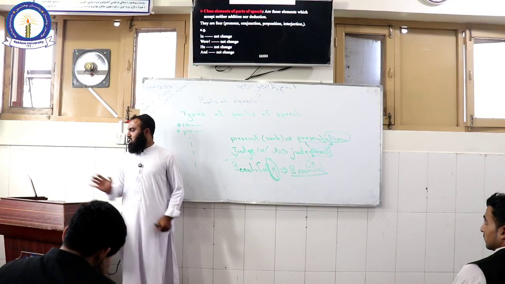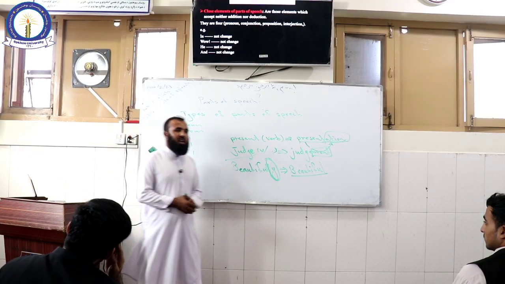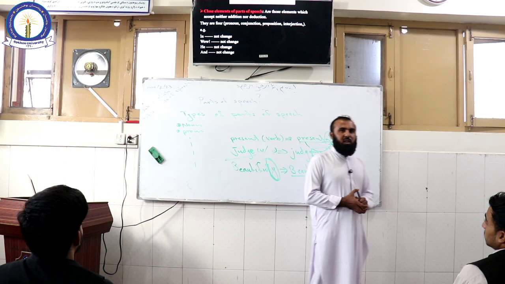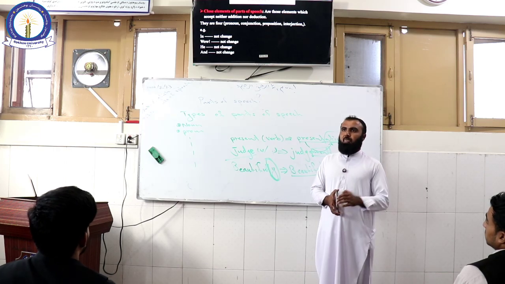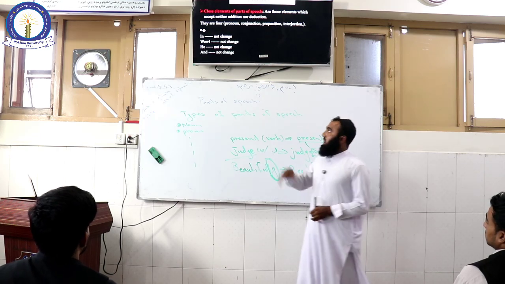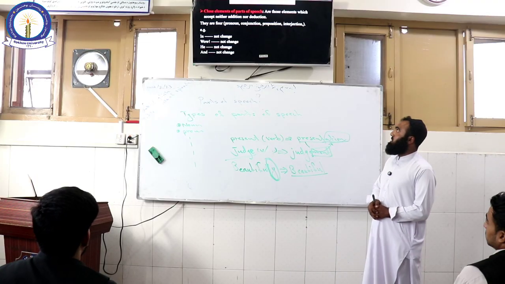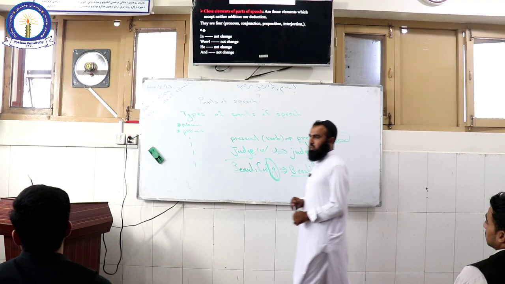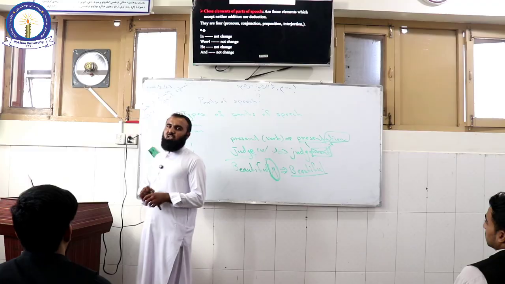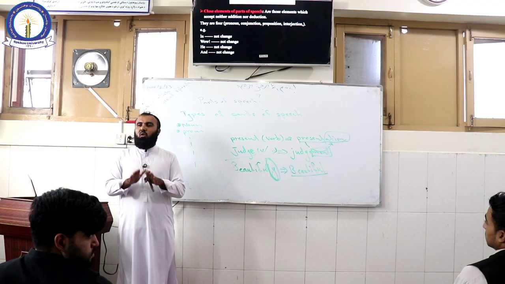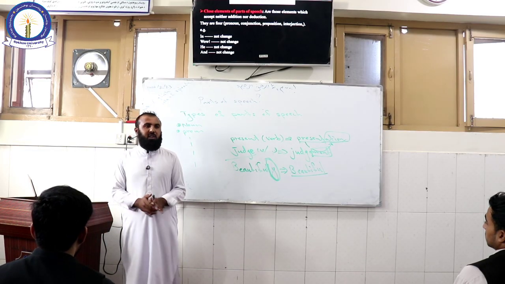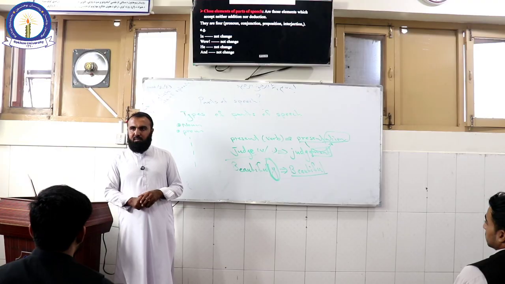And the second one is closed class. Closed elements or closed class. And closed elements of parts of speech, what do we have? We have 4: pronoun, conjunction, preposition, and interjection. Closed elements of parts of speech are those elements which don't accept addition and deduction.